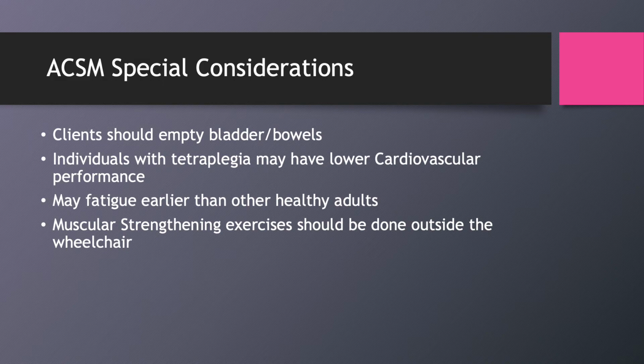Another thing to consider is that individuals with tetraplegia may have a lower cardiovascular performance. So a lower intensity of exercise may take them to their peak heart rate, whereas somebody with paraplegia may be able to do a higher intensity, even if they're exactly the same in every single way, except for being tetraplegic or paraplegic. Those with spinal cord injuries may fatigue earlier than other healthy adults.